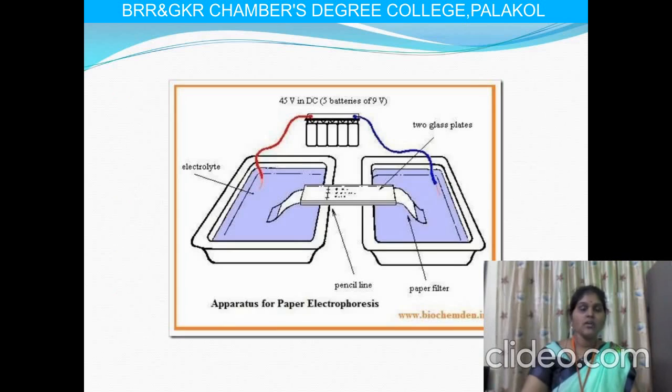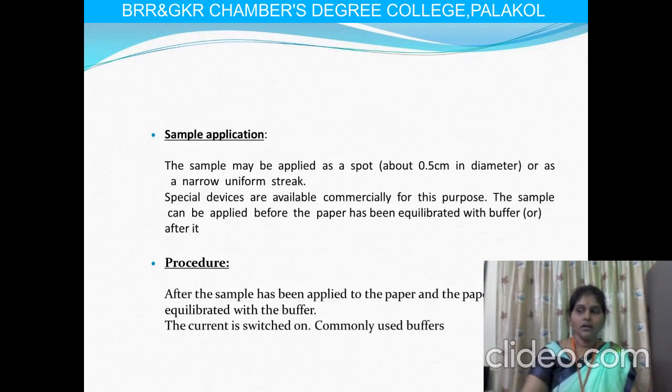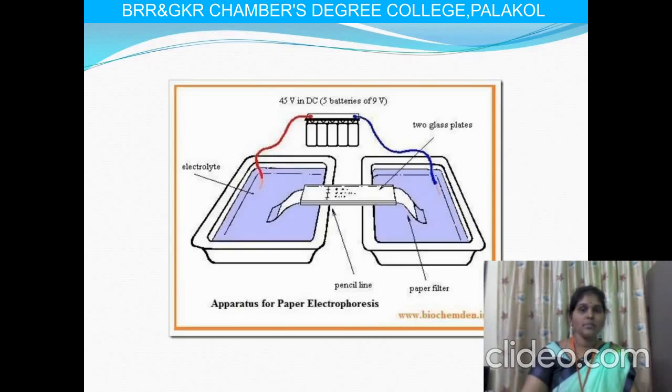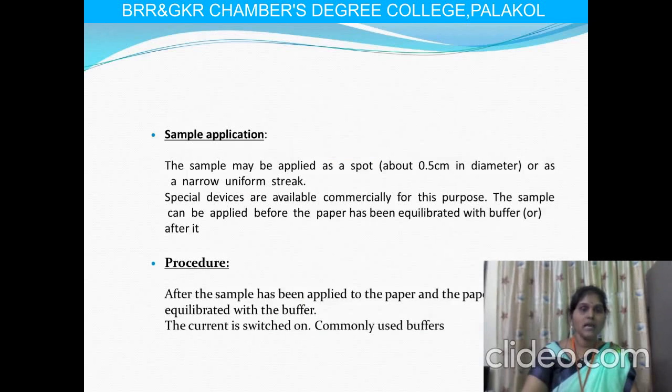Then we have to prepare. Observe the picture. We have taken two tanks filled with buffer in the buffer reservoirs. For the buffer reservoir, we can use different types of buffers depending on what we are going to separate. First we fill the buffer, and we take the paper and cut it into slender strips. In the middle of the paper we apply the sample by spotting about 0.5 centimeters in diameter, and keep this paper in the tank. Special devices are available, and we can use capillary tubes for this. The sample can be applied before the paper is placed into the buffer, or after the buffer is taken into the chamber.